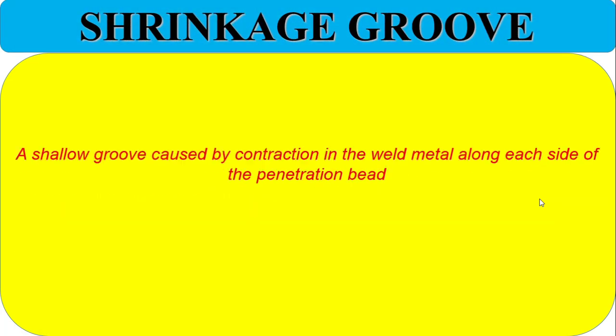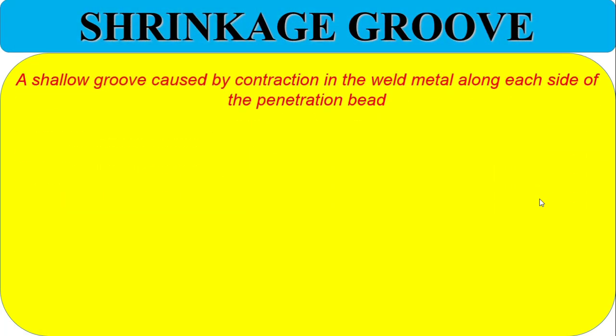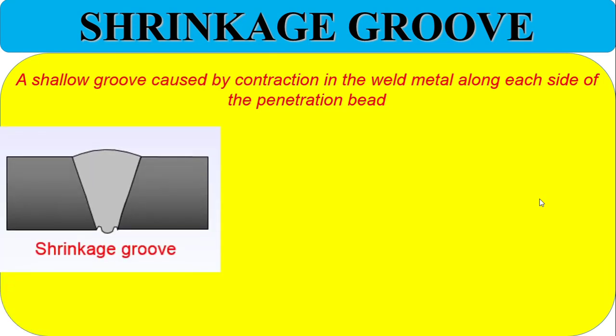Now, shrinkage groove. What is meant by shrinkage groove? A shallow groove caused by contraction in the weld metal along each side of the penetration bead. It means when you are doing the root welding, you can see the groove has shrunk in this way. Why does it happen? The shrinkage is on the inside.